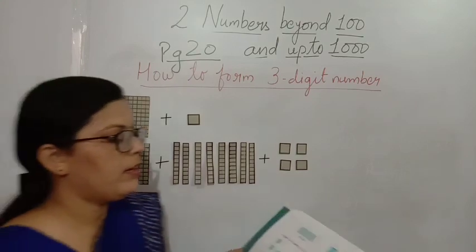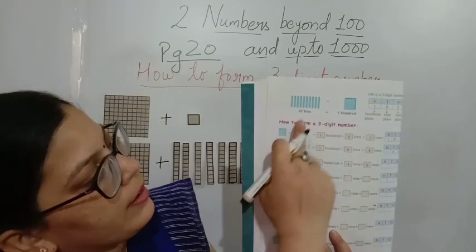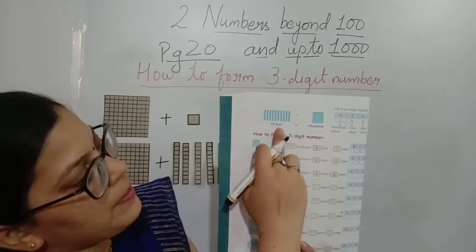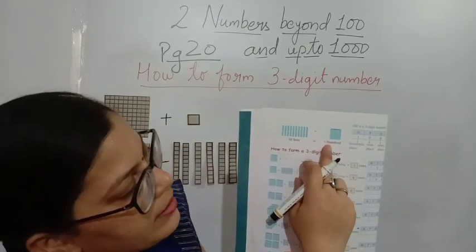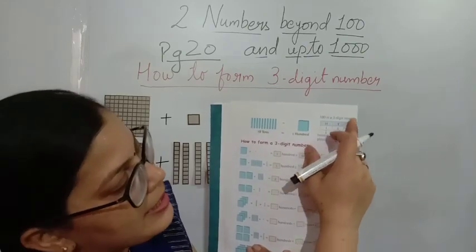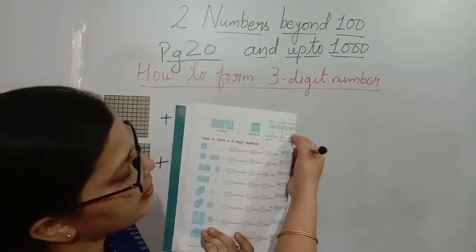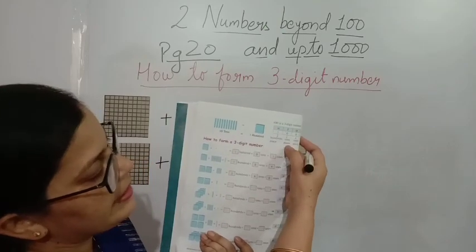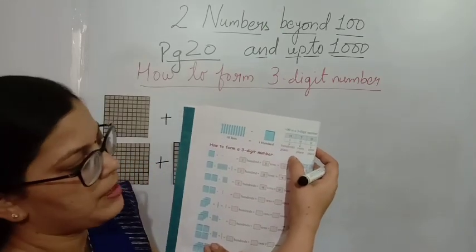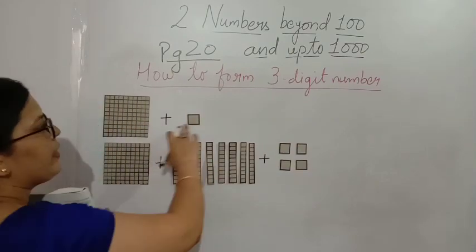Okay. So here you can see in your book 10 tens. Just now I explained, 10 tens is equal to 100. 100 is a 3-digit number. First 0 to the right is at ones place, second is at tens place, and 1 is at hundreds place. Now how to form a 3-digit number?